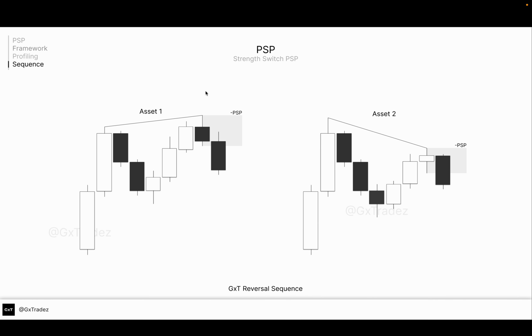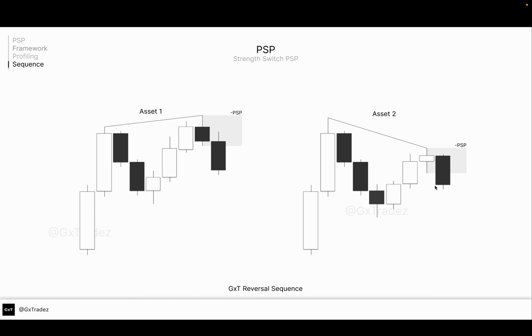So as we see here, this is a PSP. But it's not just any PSP. It is a strength switch PSP because this asset that ran the high is the strongest asset. So it should be closing bullish, but it's closing bearish. So what is that? That is a strength switch.